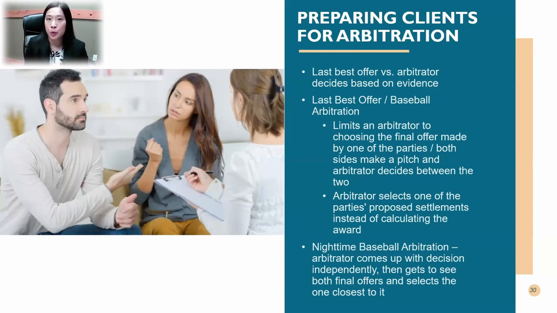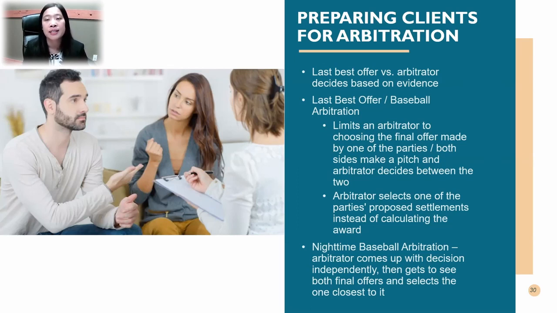But some groups, in order to limit their risk and also to avoid spending a lot of money, will do what is called last best offer. This is where person A, let's say on spousal support, comes up with a number, and person B comes up with their best offer. So it might be person A says $1,000 and person B says $2,000. The arbitrator doesn't just decide. They will select one, and that limits the arbitrator to choosing one of the final offers made by the parties instead of purely calculating any number on their own.